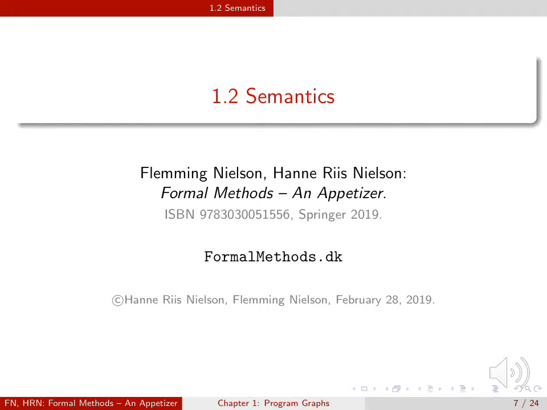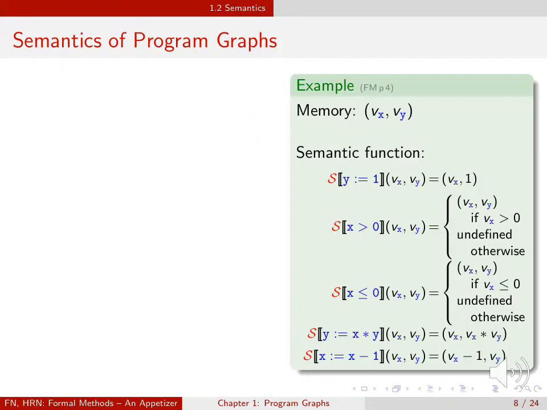We now consider how to describe the meaning of program graphs, that is, to define their semantics. As a simple example, a program graph might have a memory having just one value, Vx, for the variable x, and one value, Vy, for the value of the variable y. Next, there will be a semantic function that to each action tells how the start memory before the action is transformed into an end memory after the action.